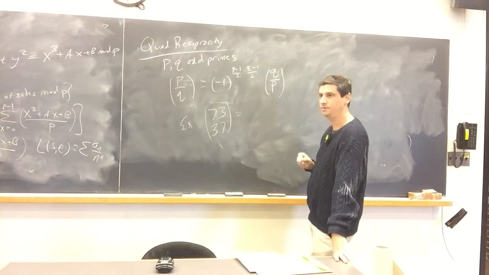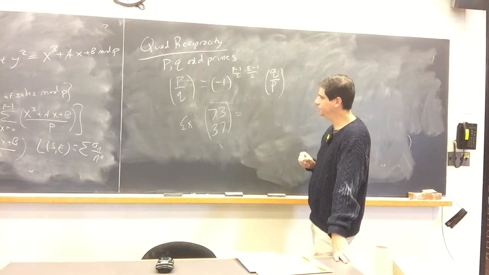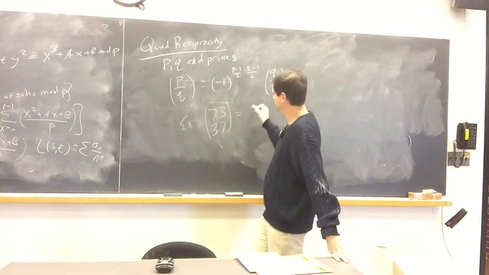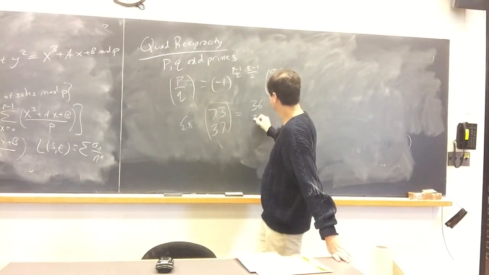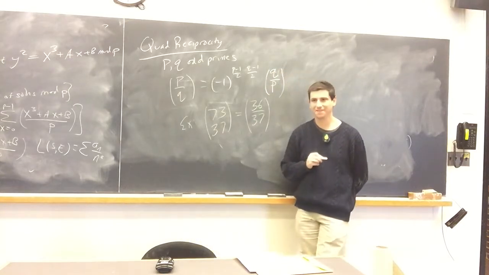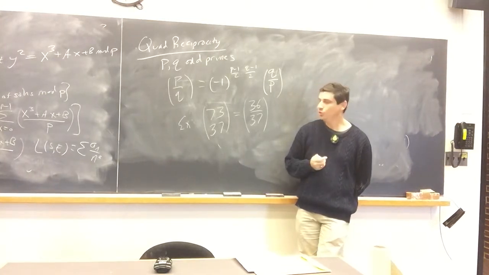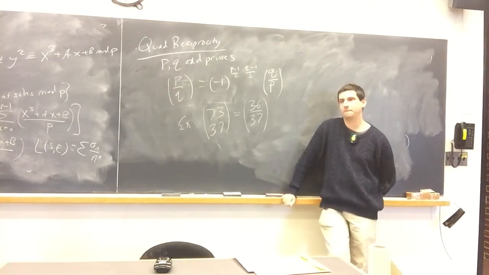Is that -1 mod 37? Like it's 36, isn't it? Well, 36, so this is now 36 mod 37. Right? Perhaps 73 is not a great option. Well, so we're wondering, is this a square?